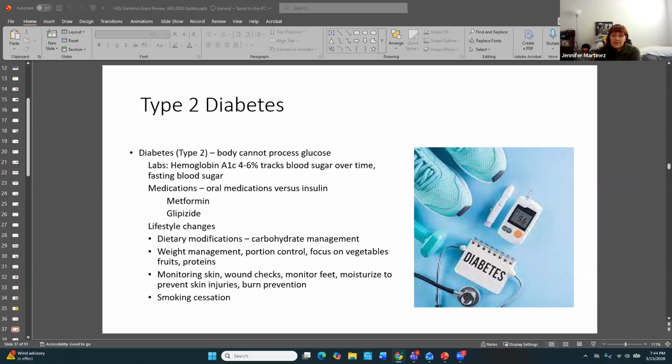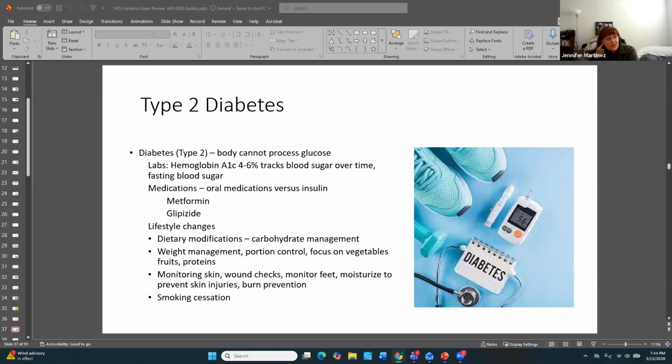We can also do fasting glucose levels or routine glucose levels, depending on the situation. With type 2 diabetes, our first course of action is always going to be diet and exercise. Those dietary changes are necessary for glucose management. And we will use oral medications versus injectable medications. So metformin is the most prescribed first choice medication, first line drug for type 2 diabetes. Glipizide is another. There's a variety of other medications out there. There's a ton of anti-diabetic medications.